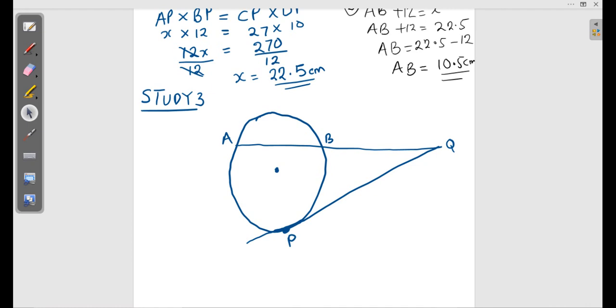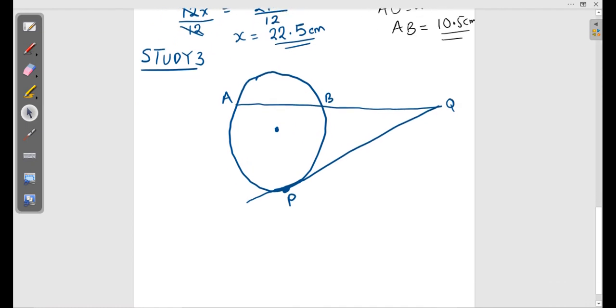In this case, when you have a question like this, it is still like external, but the difference between study 3 and study 2, I'm going to show you now, is that in study 2 you have a chord that is being extended. But in this case, it is a chord that is being extended and a tangent. That is what you have. So it is really important you seriously take cognizance of that.